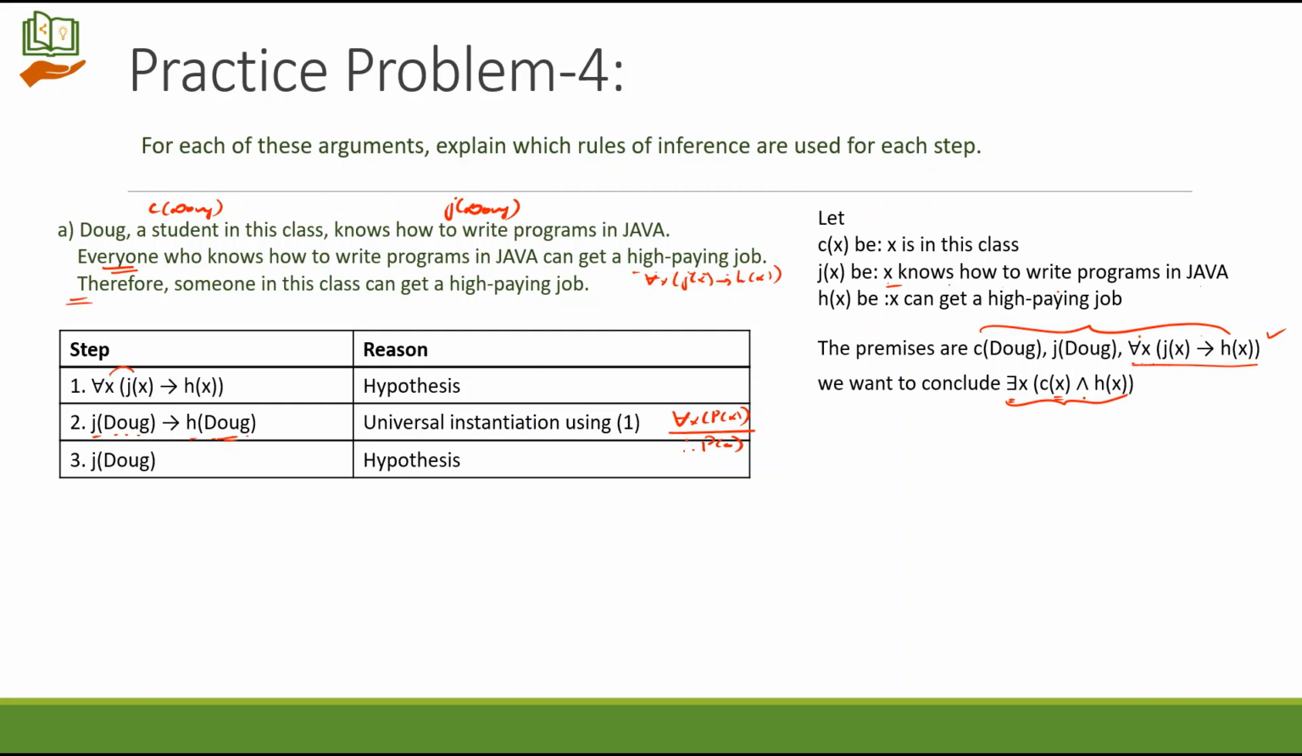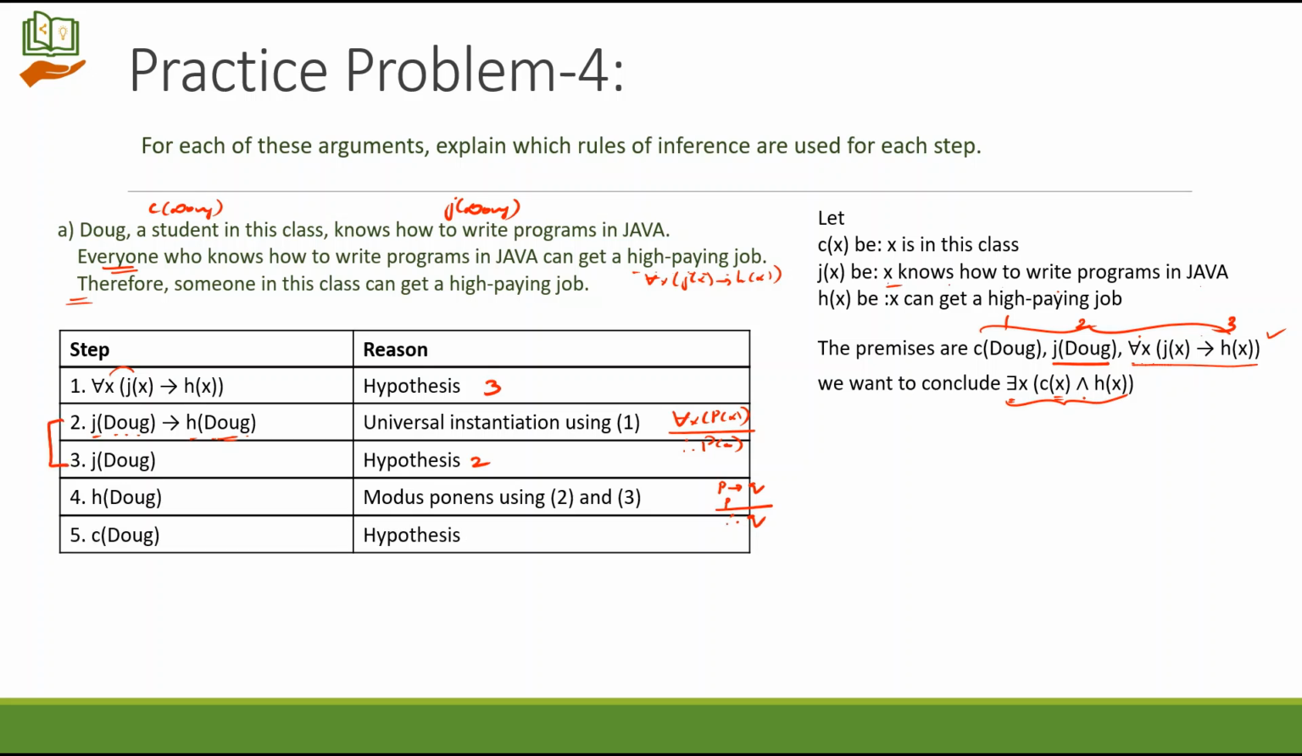Now we will take the hypothesis J of dog. So this is 3, this is 2, this is 1. Now we have steps 2 and 3 here. This is actually in the form of Modus Ponens. So what is Modus Ponens? It is P implies Q, P, therefore Q.